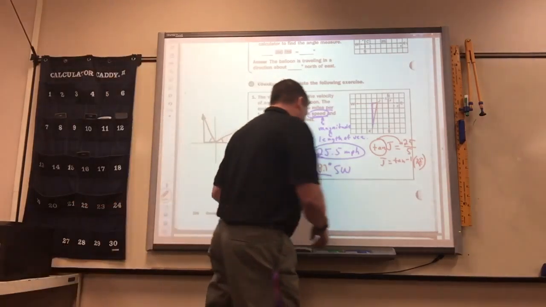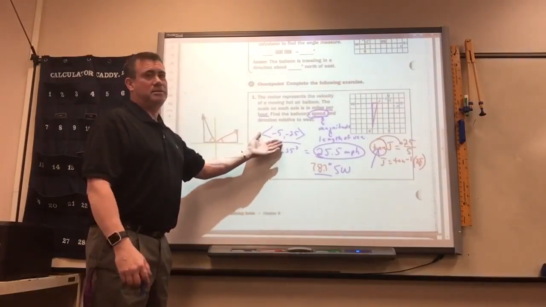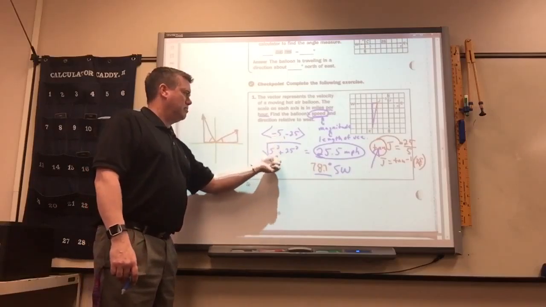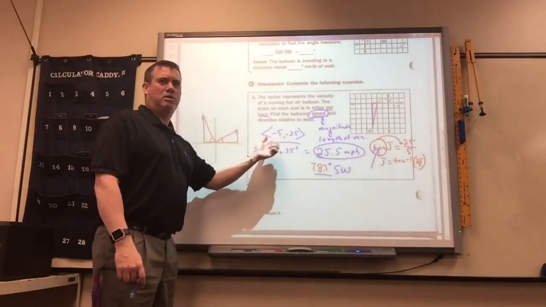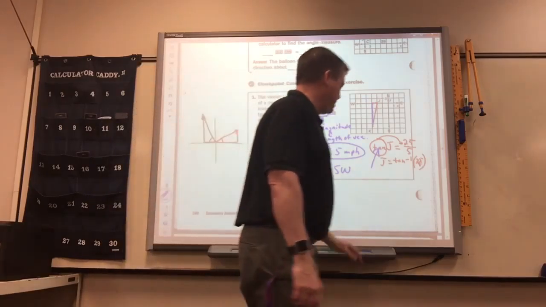And what's nice about this is you do always use tangent on vectors. And to find the magnitude or speed, you always do the plus. The leg squared plus the leg squared, and then you square root it. So, it's pretty easy today.